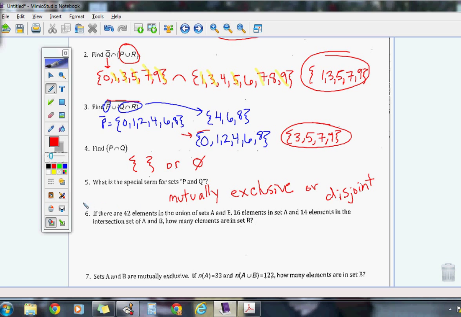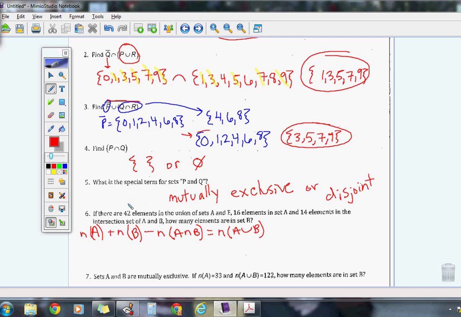All right, well, hopefully by now you kind of got this down. You take the number of elements in set A, add to that the number of elements in set B, and subtract from that the number of elements that are in A and B. And what that will do is give you the number of elements that are in A or B.